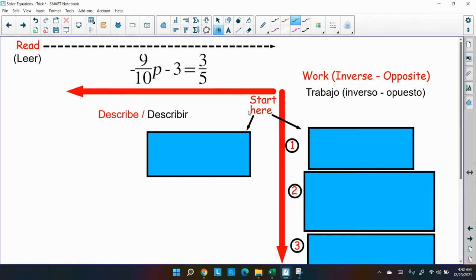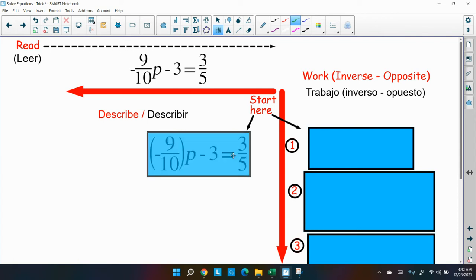Remember where we start? At the end, and work our way backwards, describing what's happening. So pause the videotape, and I'll give you a minute. Okay, hopefully you paused the videotape, and now we can go backwards.